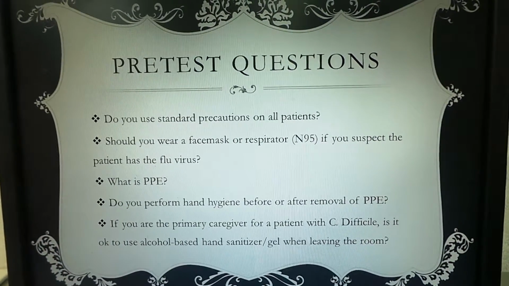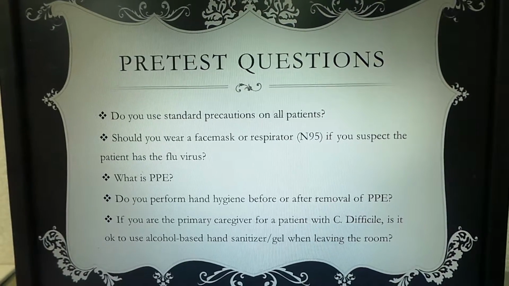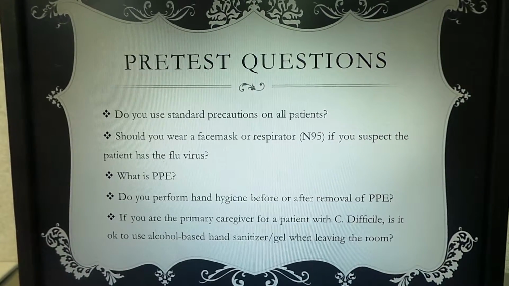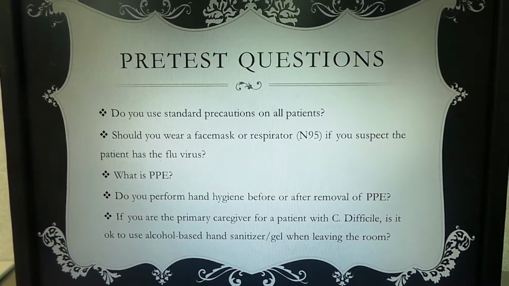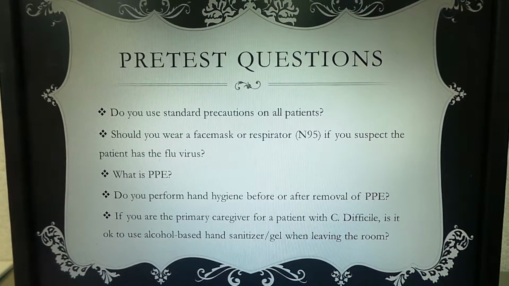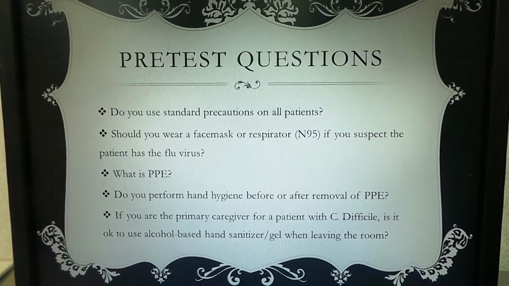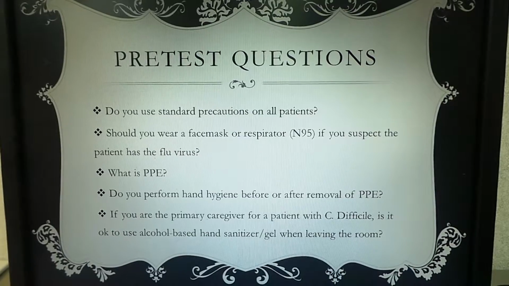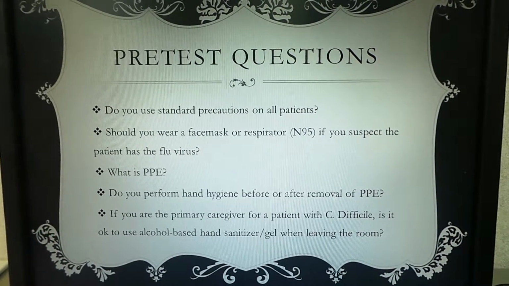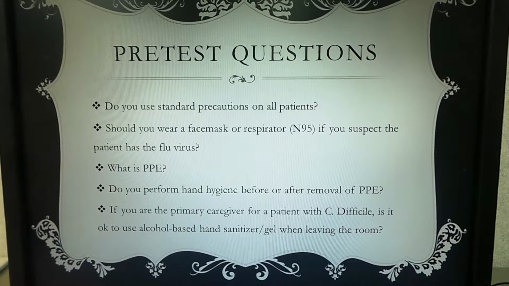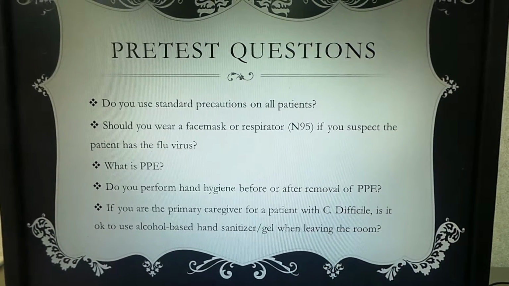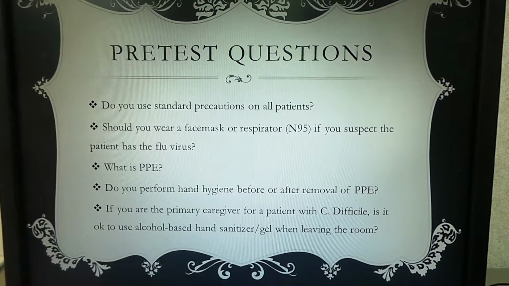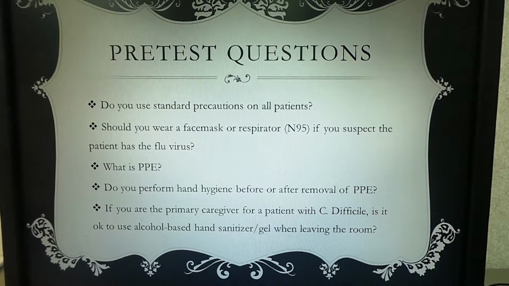We want to identify some pre-test questions just to get the learner more engaged in our teaching presentation. Do you use standard precautions on all patients? Should you wear a face mask or respirator N95 if you suspect the patient has the flu virus? What is PPE? Do you perform hand hygiene before or after removal of PPE? If you are the primary caregiver for a patient with C. difficile, is it okay to use alcohol-based hand sanitizer gel when leaving the room?